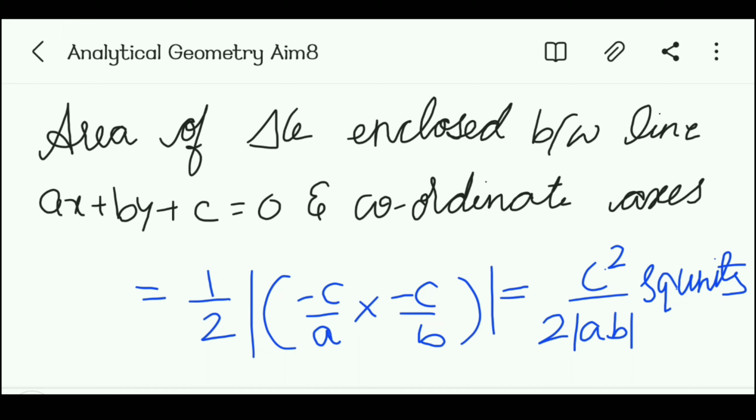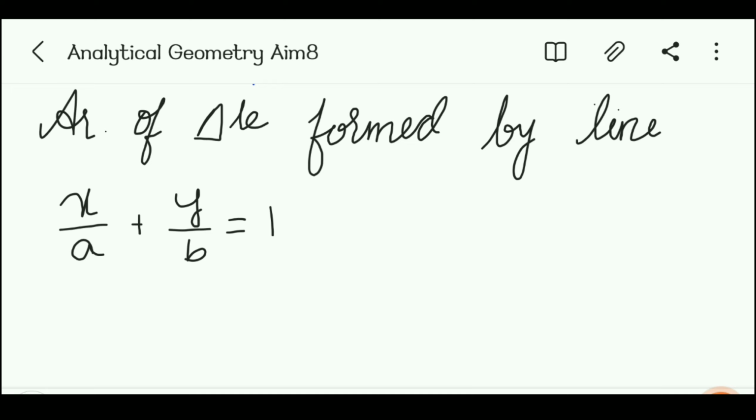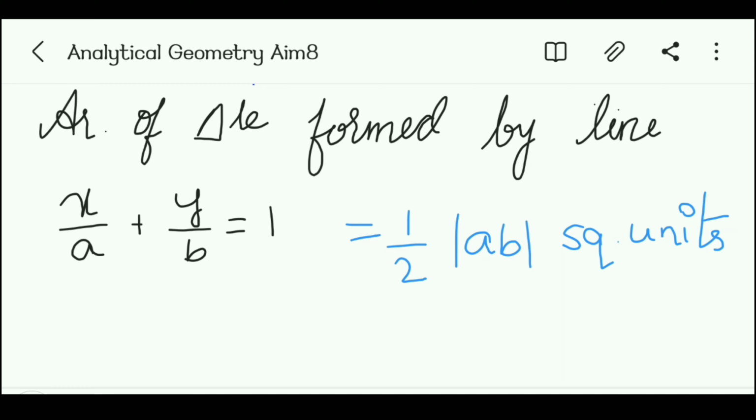This is the formula. But here something to note is that the area of the triangle formed by the line x by a plus y by b is equal to 1 with the coordinate axes will be 1 by 2 into modulus ab square units. So this is very important, one of the note points.